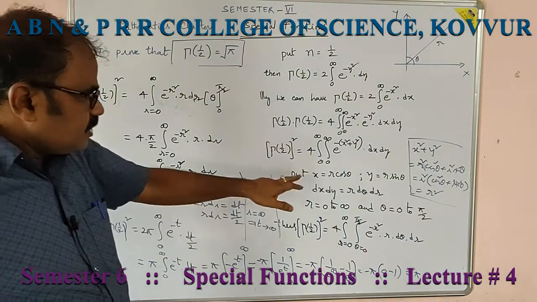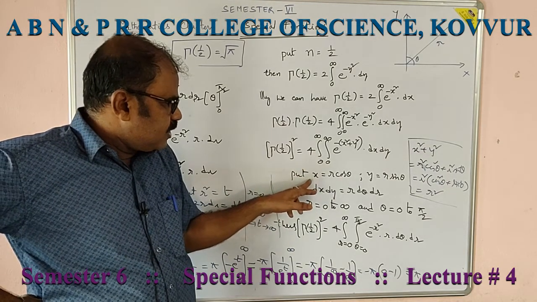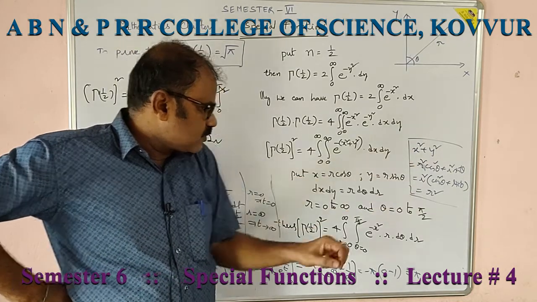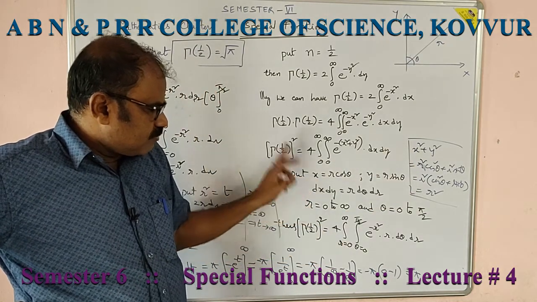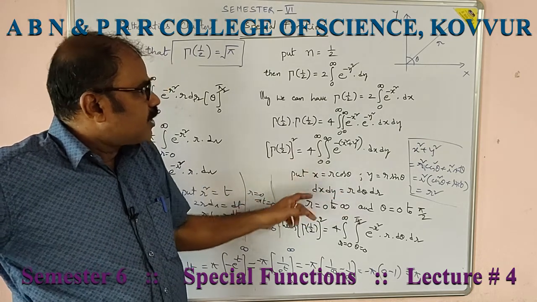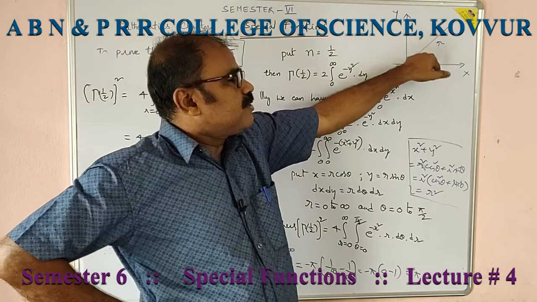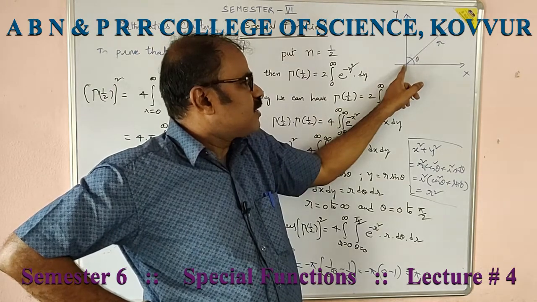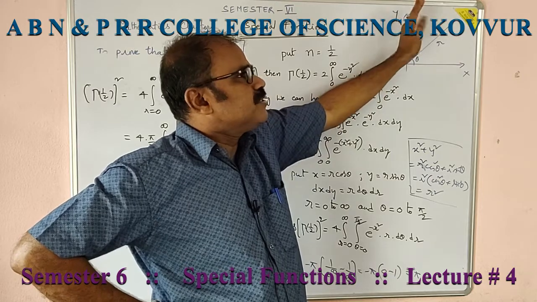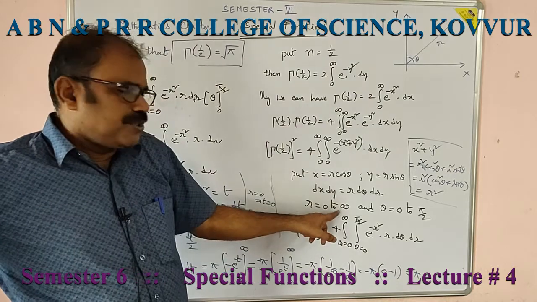I repeat from here. We have taken the substitution in polar coordinates. x is equal to r cos theta, y is equal to r sin theta, x square plus y square is r square, and dx dy from that double integral derivation is equal to r d theta dr. r is from 0 to infinity and theta is from 0 to pi by 2. x is from 0 to infinity and y is also from 0 to infinity. Radius is in between this. So theta is from 0 to pi by 2 and r is 0 to infinity.